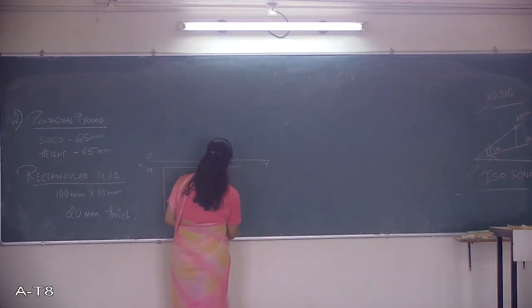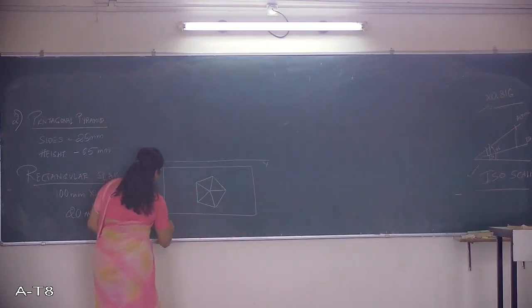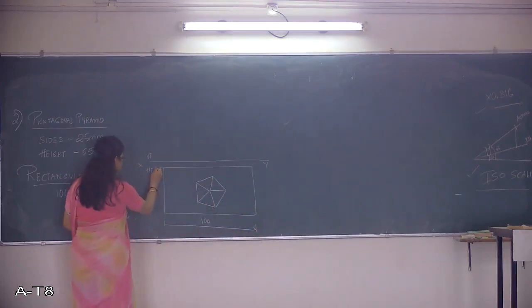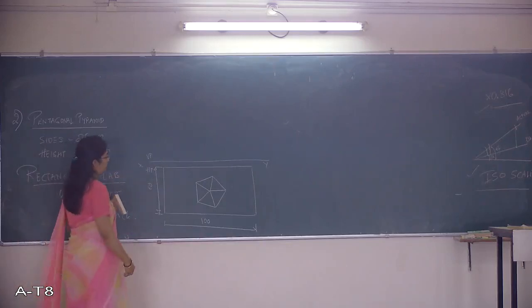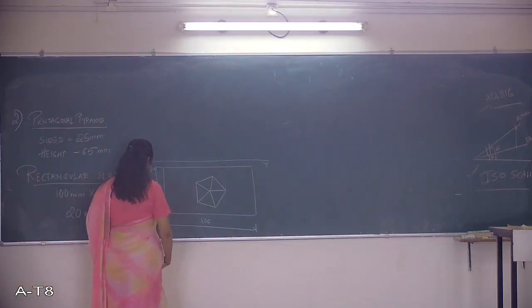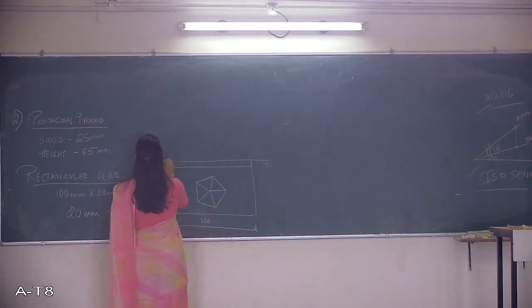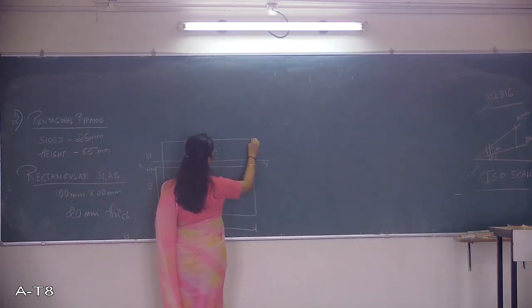So this is the rectangular slab in its top view. You can see it here. So this is 100 mm. This is 60 mm, and the sides of each pentagon are 25 mm. Next, let us get the front view of this. We know that the thickness of the slab is 20 mm. So measure 20 mm, get this.